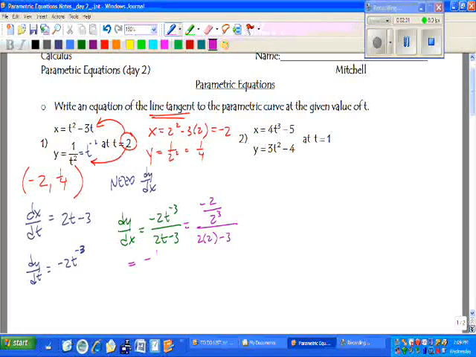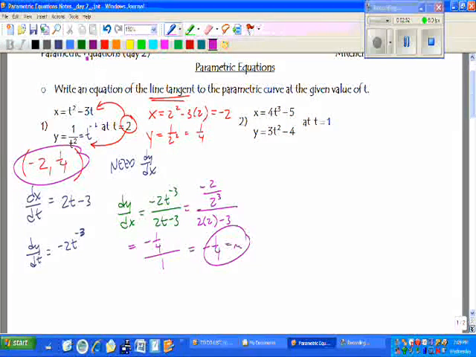So up top, we end up with negative 1/4 because we have negative 2 over 8. Bottom, we get 4 minus 3, which is 1. So our slope is negative 1/4. That's the derivative of y with respect to x at this time. So we have the two things we need. We've got our point, we've got our slope. So we can write our equation. Y minus 1/4 equals negative 1/4 times x plus 2.